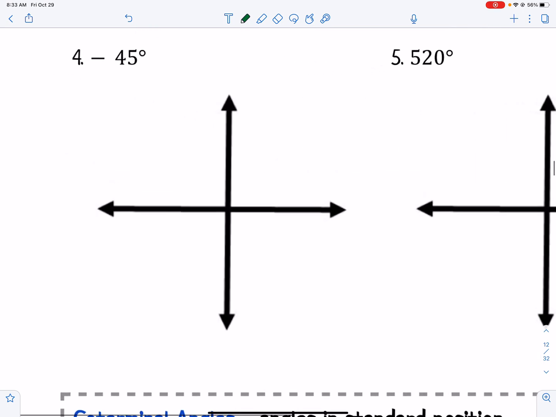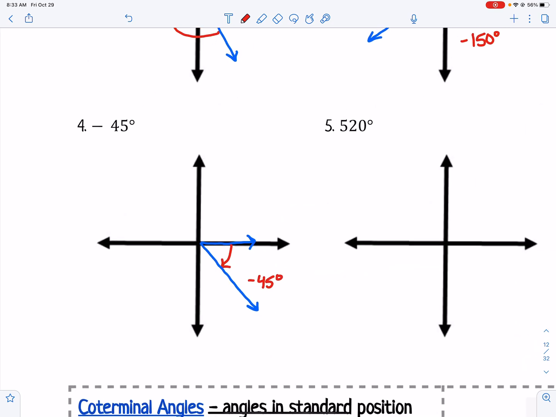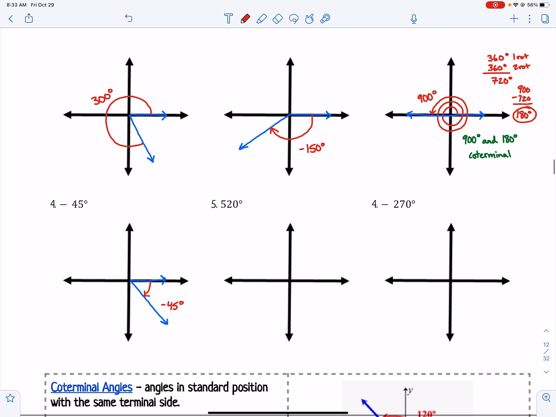Okay, let's look at another one. So negative 45 degrees, you have your initial side, and then you want to go negative 45. So that's just about right there in the middle of that quadrant. So that would be a good representation of a negative 45 degree angle. Notice my red marks, those are important for you to actually draw when you're drawing angles so that someone knows what direction you're going. So I need to add an arrow right here, and I think that's all good.